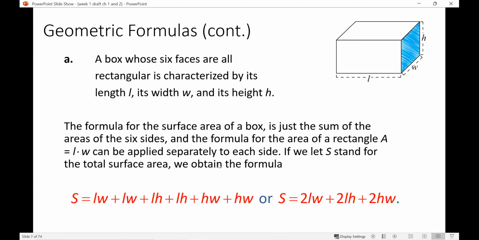Okay, so we're going to have to add up the top and the bottom, the back and the front, and the left and the right, all 6 sides, to calculate this.